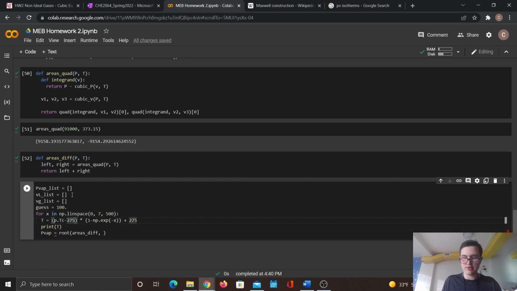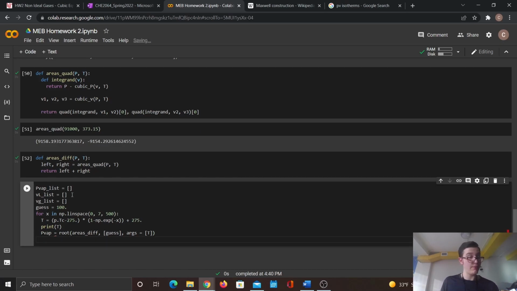I also want to make this floats, just in case. So now we have guess, because root expects an array. We also have another argument, so args is going to be equal to temperature. Good. So now we have the root problem here, and we have PVAP, our vapor pressure. So that takes care of PVAP list, and we can add that to PVAP list. But we also need the VL, the liquid volume, and the VG, gaseous volume.